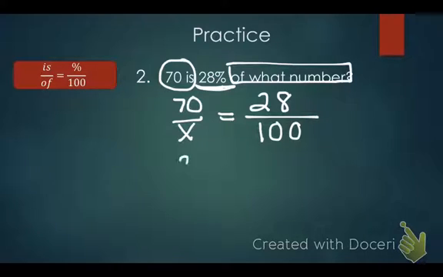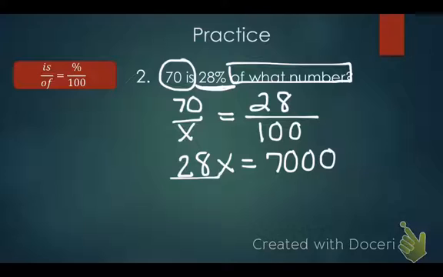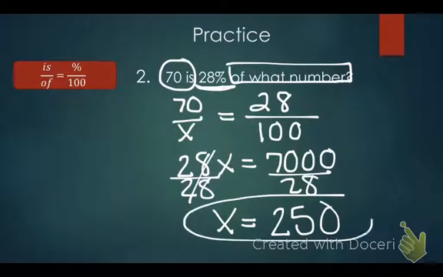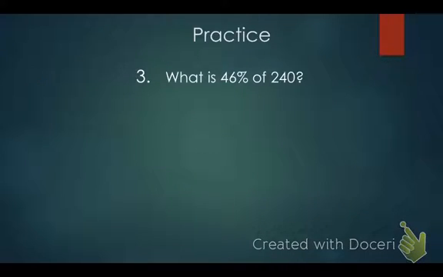Again, cross multiply. 28x equals 7,000. Divide each side by 28. Results in x equals 250. This is not percent. I wasn't looking for a percent. I was looking for the whole amount in this one. Okay. Now let's switch and try the next two using equations.